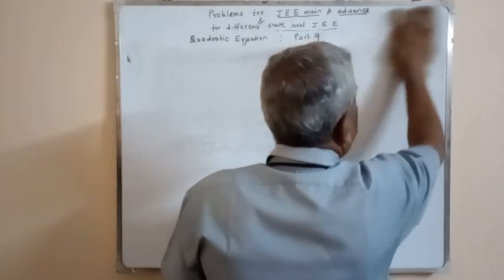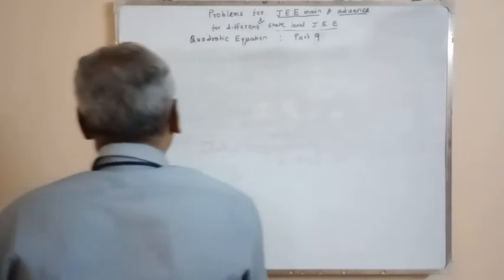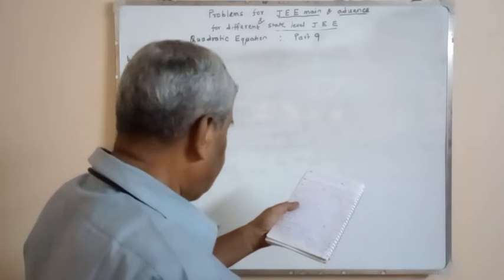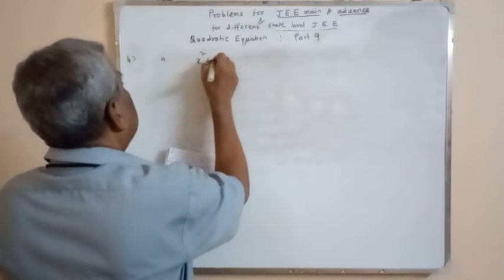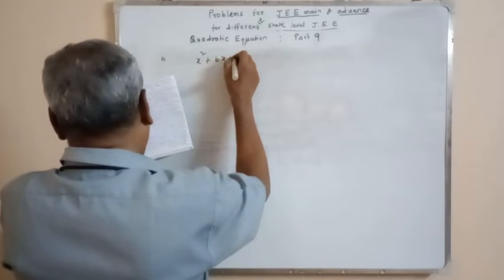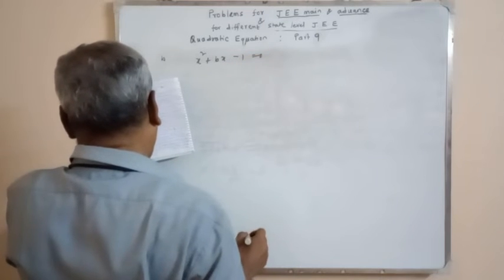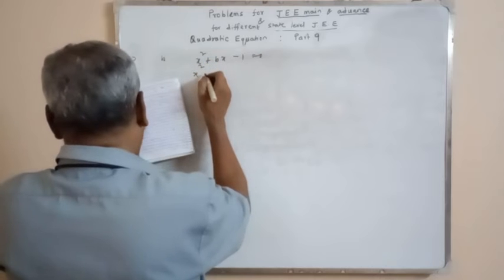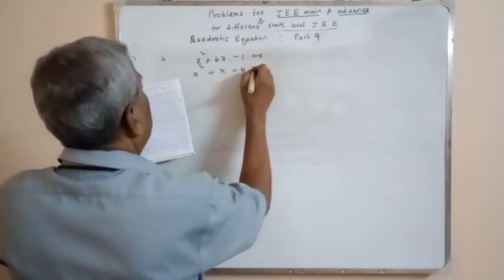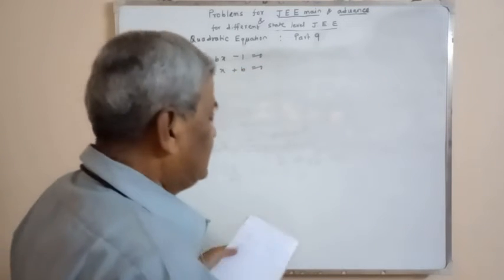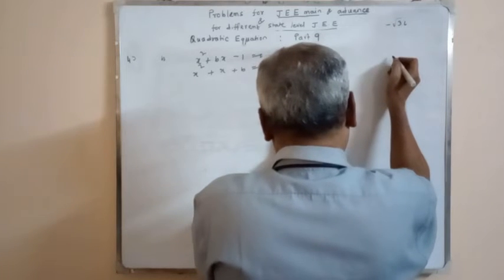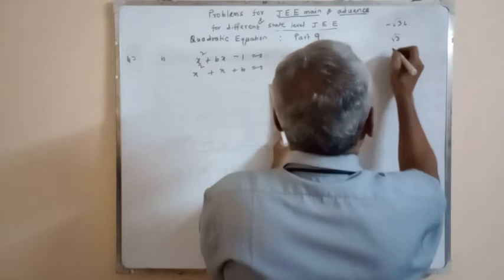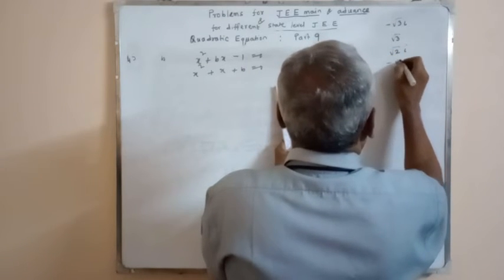Problem number 45. The problem is: one value of b for which x square plus bx minus 1 is equal to 0 and x square plus x plus b is equal to 0 have a common root. Options: minus root 3i, root 3, root over 2i, minus root over 2i.